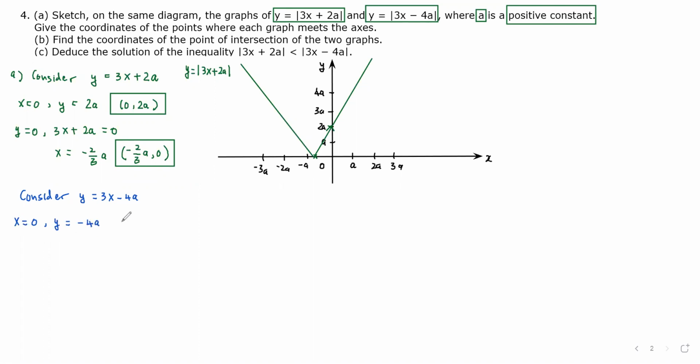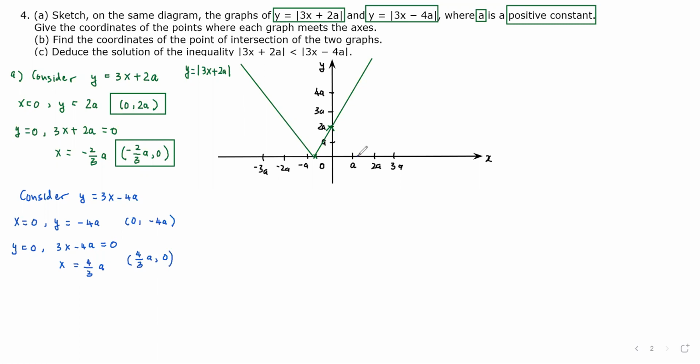Now, y should never be negative, but don't worry about this first. So this is 0, negative 4a. We just need this to sketch the graph. And when y is 0, we have x. When y is 0, 3x minus 4a is set to 0, then x is 4 over 3a. The x-intercept would be 4 over 3a and 0.